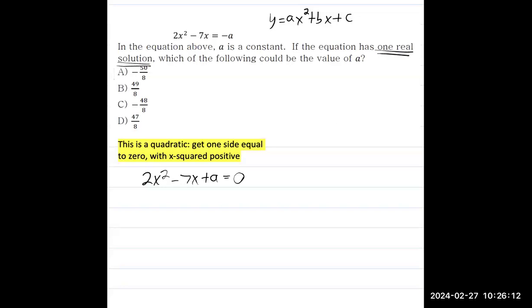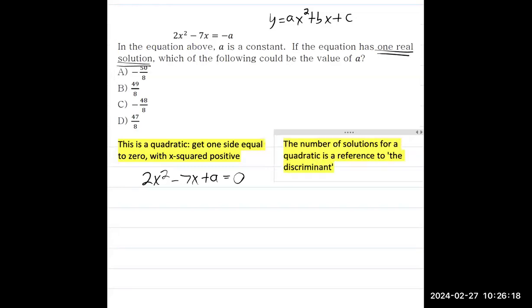And another SAT rule that you should be really sure of is that the number of solutions of a quadratic is a reference to the idea of the discriminant. Now, the discriminant comes from the quadratic formula, which, if you don't know by heart yet, you should. And the discriminant is this part of the quadratic formula.